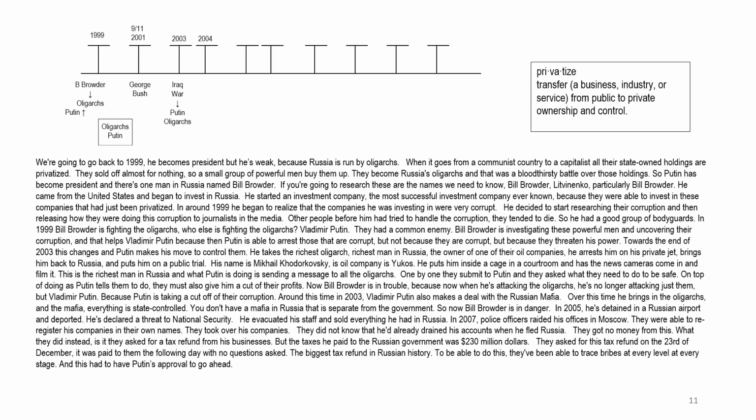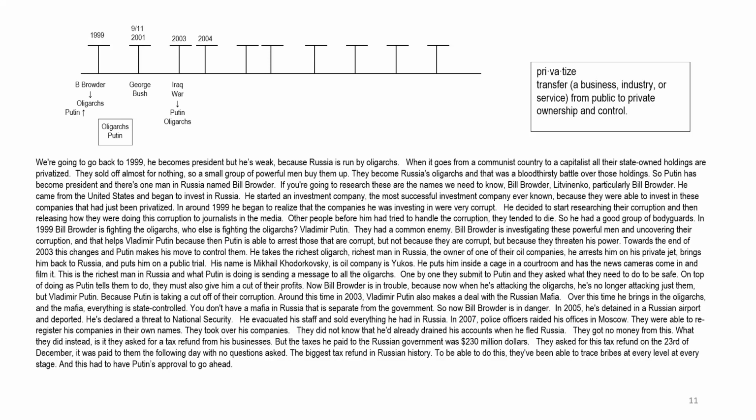So Putin has become president, and there's one man in Russia named Bill Browder. If you're going to research these, these are the names we need to know. Bill Browder, Litvinenko, particularly Bill Browder. He came from the United States and began to invest in Russia.